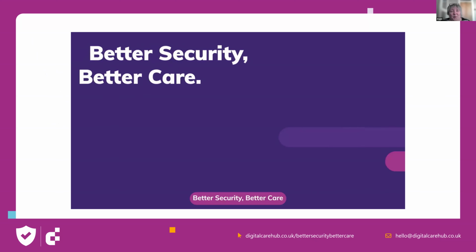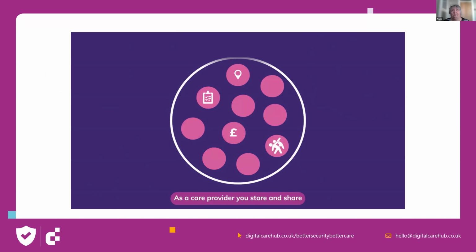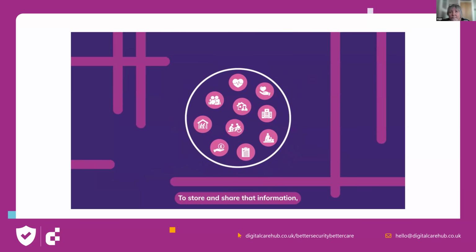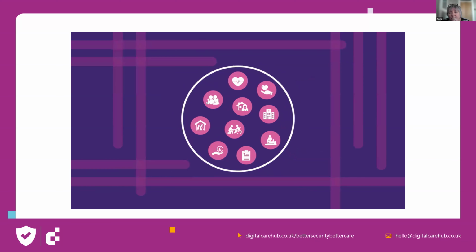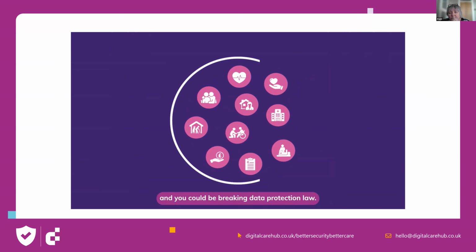Better security, better care with the Data Security and Protection Toolkit. As a care provider, you store and share important and often sensitive information. This includes data about the people you support, their family and carers, through to staff, partners and funders. To store and share that information, whether it is on paper or digitally, all care providers must have systems in place that reduce the risk of cyber attacks and information breaches. If you don't, your business and reputation could be at risk, and you could be breaking data protection law.